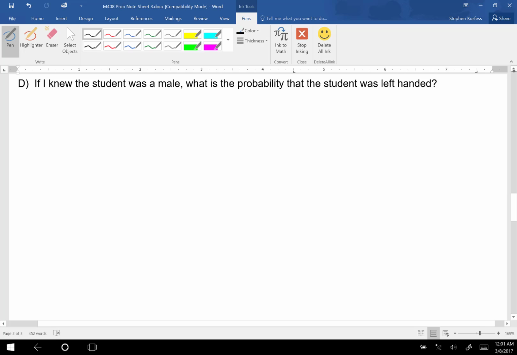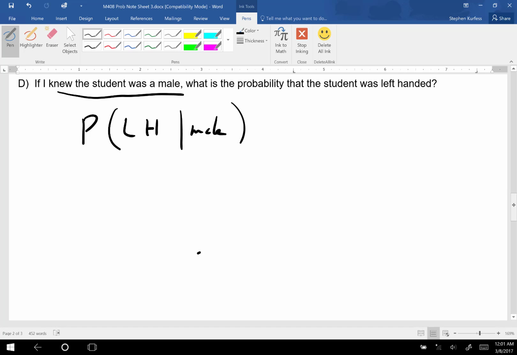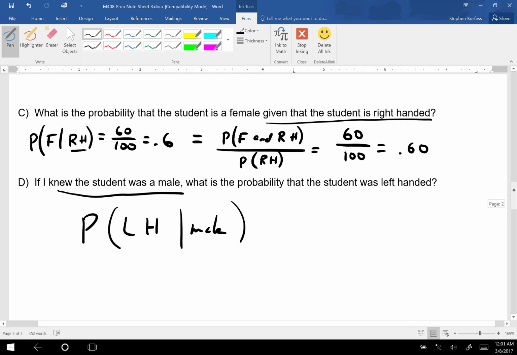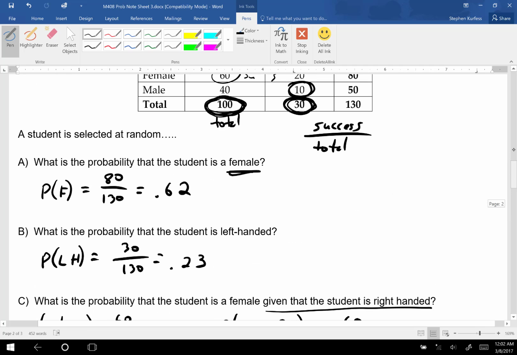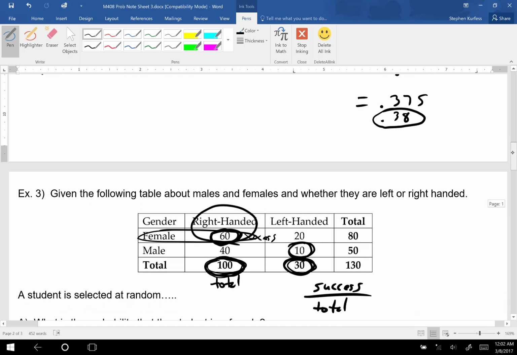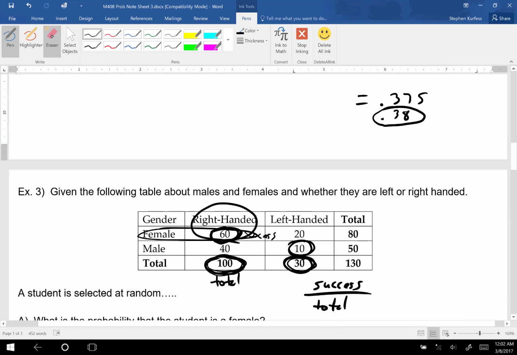All right, the last one, D here. If I knew a student was male, what is the probability that the student was left-handed? So if I knew this, I knew the student was male, when I say the probability of something given something, that's what it's given. I know the student's male, so it's given the student's male. I want to know the probability that the student was left-handed. And this is the setup. Probability of the student being left-handed given that they were male. So let's go to the chart first and just kind of see what we have here. Okay, so let me erase all this stuff off the chart.